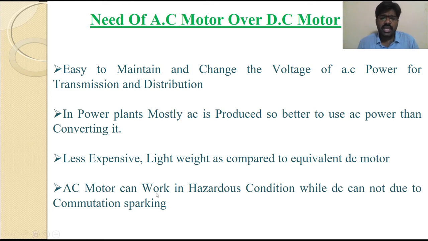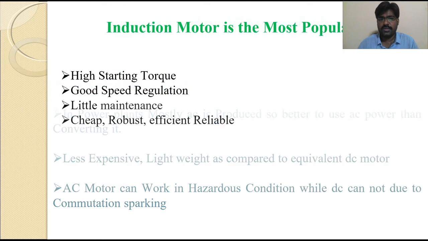Then an AC motor can work in hazardous conditions while a DC motor cannot, due to the commutation sparking. During the working principle, there may be chances of sparks occurring inside the DC machines, but that will not be there in the AC machines while in working conditions. So this is also one of the important advantages. That is why we go for AC motors more than DC motors.